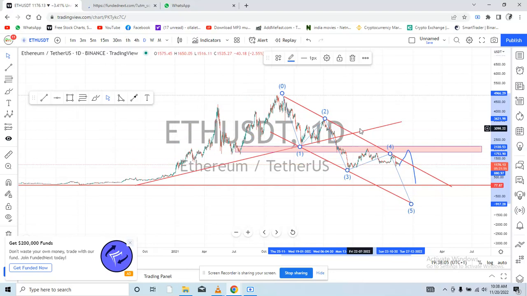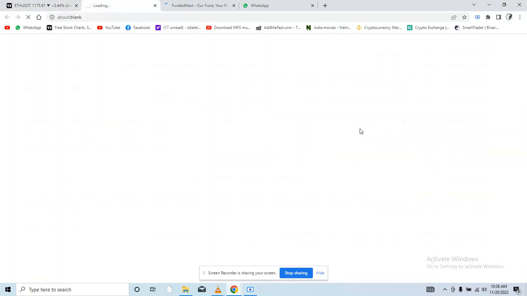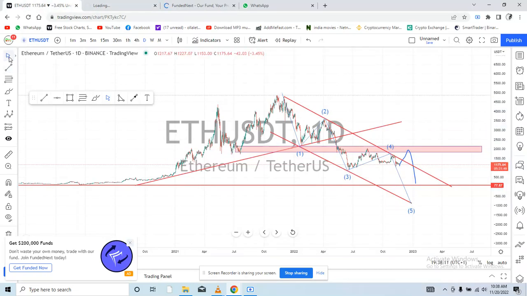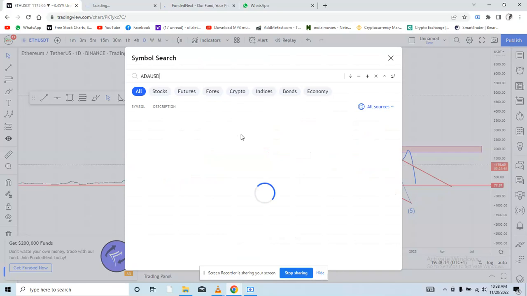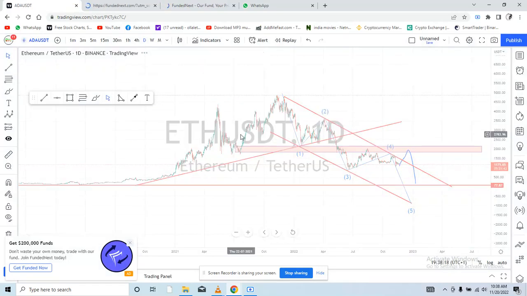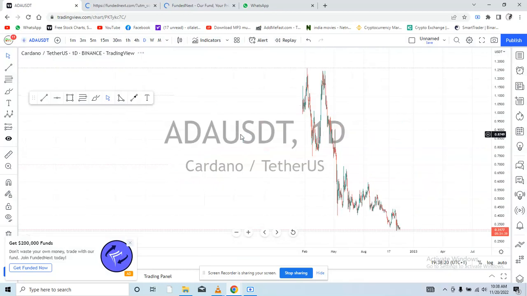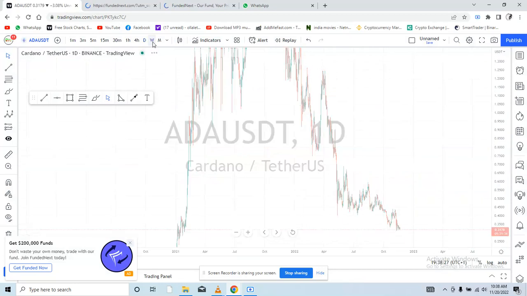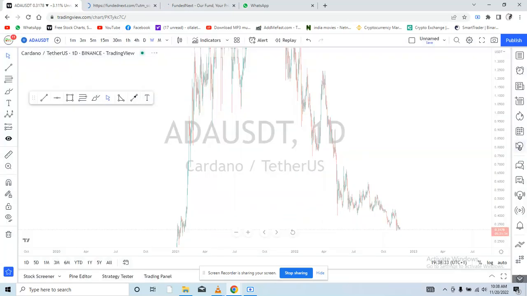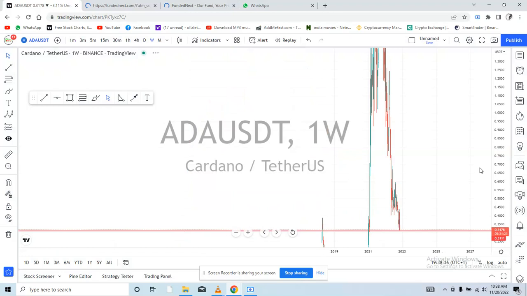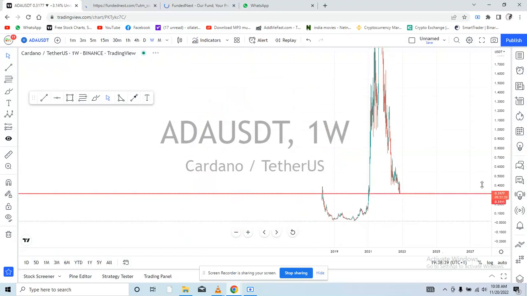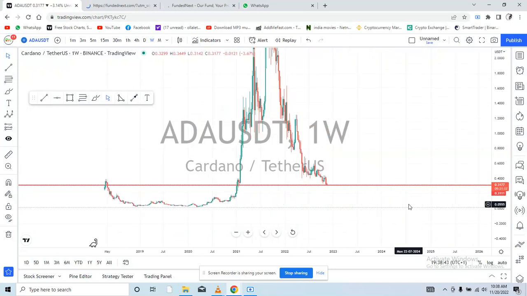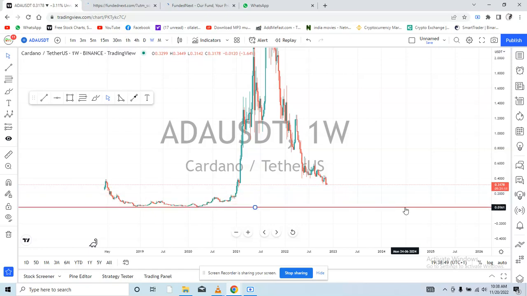Now let's check the other one, Cardano, ADA USDT. Let's see what we have on the weekly time frame. This is harder. I'm still expecting, somebody like me, my own coconut head, ADA will be depreciated a lot. I'm expecting ADA to come here to this support.